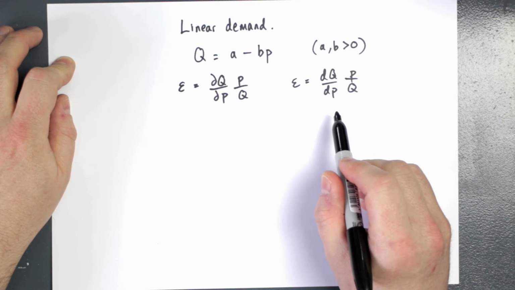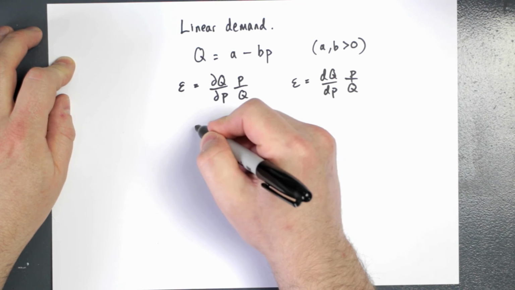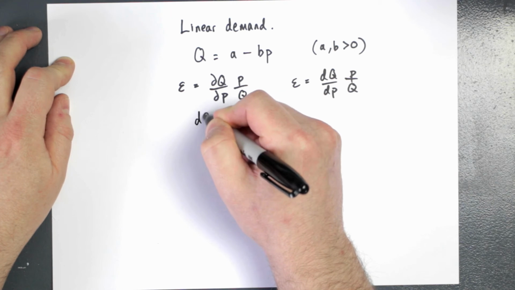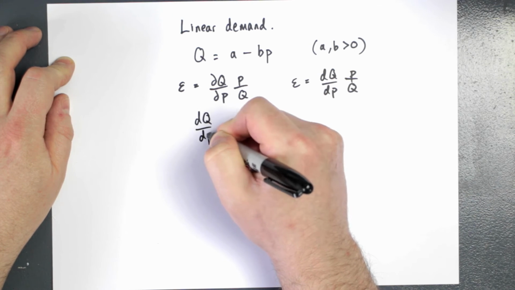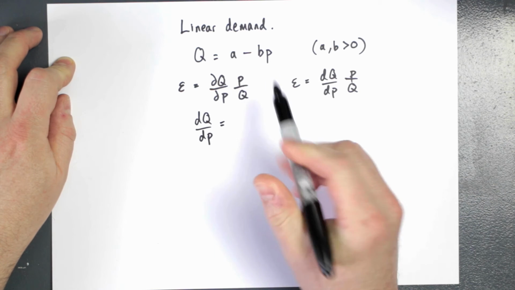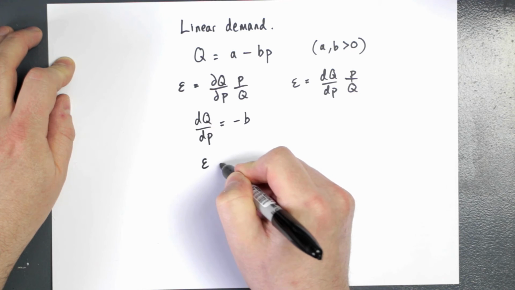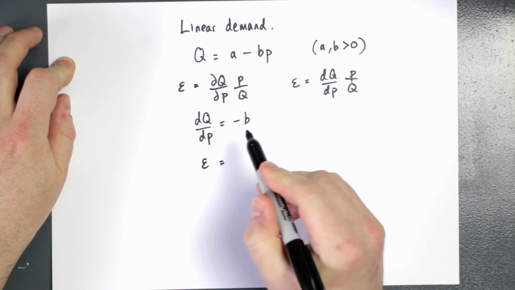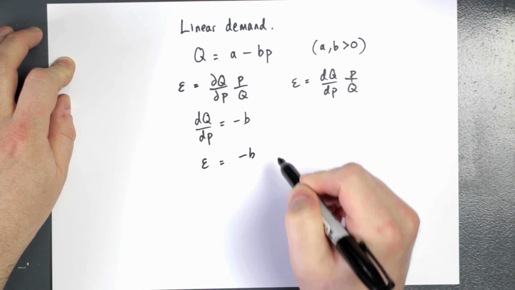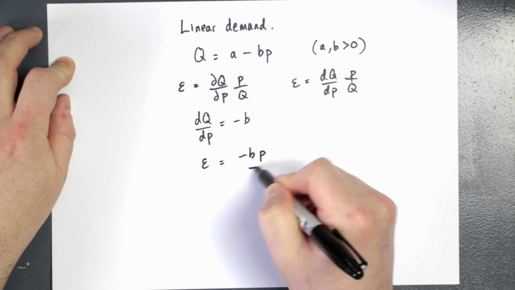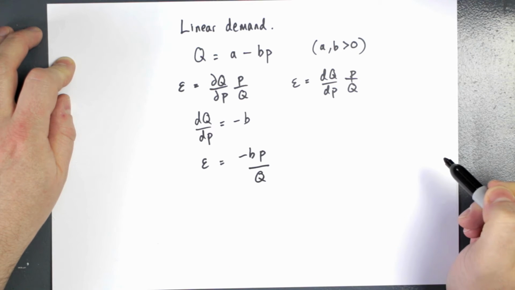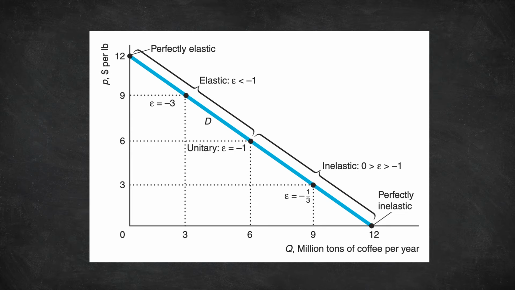Okay, so let's calculate this elasticity term here. Well, the derivative of Q with respect to P is simply this constant slope term, minus B. So the elasticity here is this derivative, minus B, multiplied by P and divided by Q. So we can see here that the elasticity depends on the price and quantity.